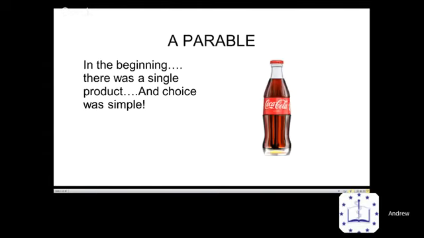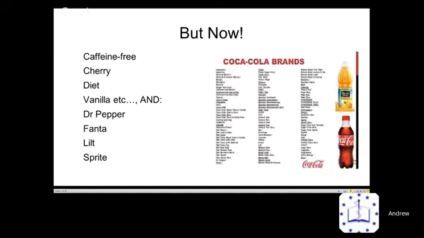So I'm going to start with a little story. In the beginning, there was a single product, and as long as you chose to have the product or not to have the product, life was very simple. That was true of this fizzy drink. Other fizzy drinks are, of course, available. But life now is much more complicated. One can get caffeine-free, cherry, diet, vanilla, and in fact the same multi-headed corporation can also offer Dr Pepper, Fanta, Lilt, Sprite, etc. So life has become complicated with choice.